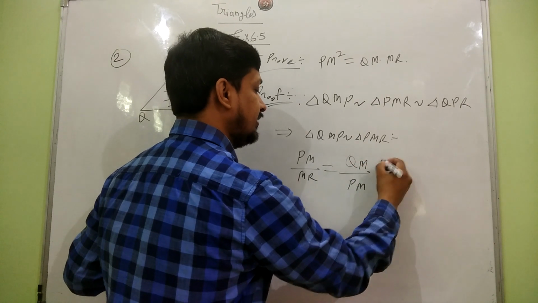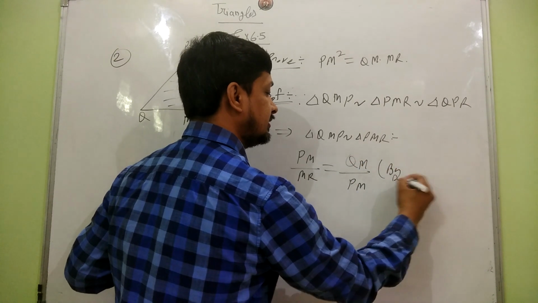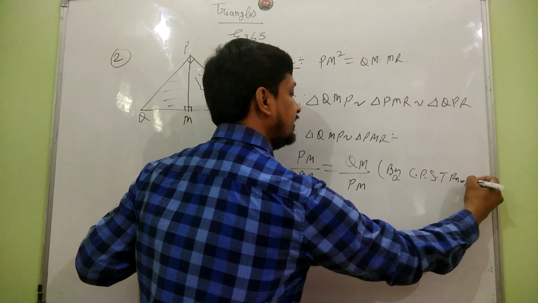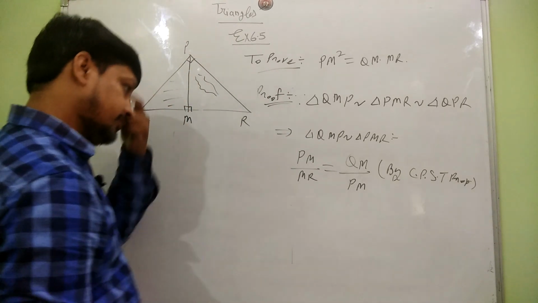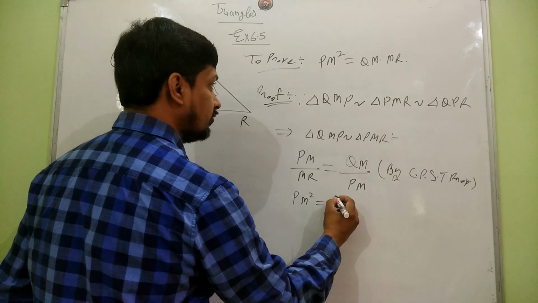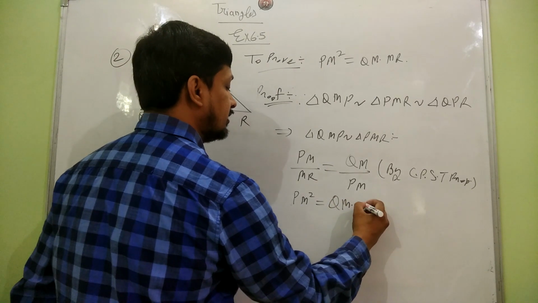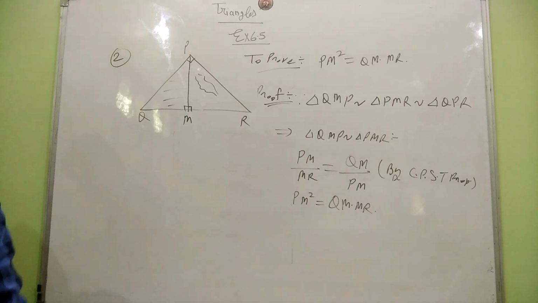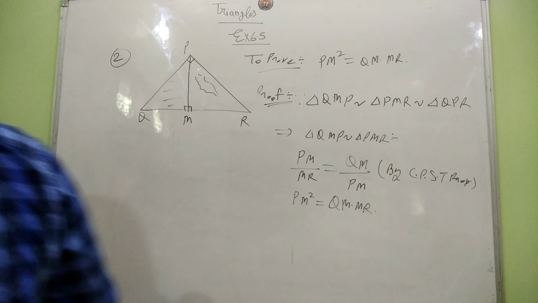So it is by which property? By CPST property. If two triangles are similar, then their corresponding sides are in the same ratio. So now you just cross multiply, you will get PM square equal to QM into MR. So we have done. Okay. So note down this, you can pause the video.